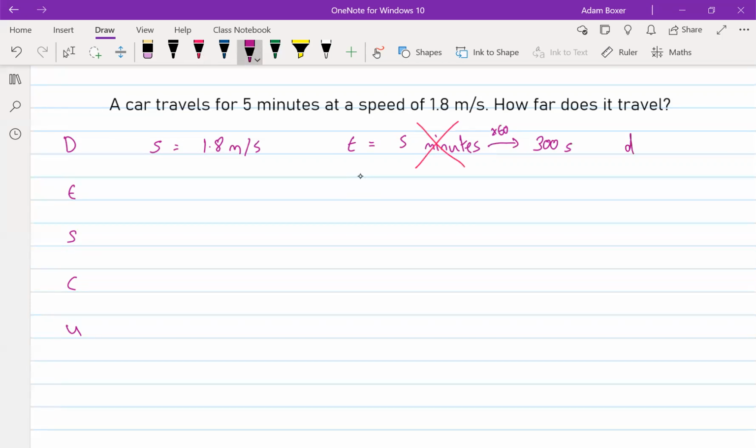My distance, that's a question mark. What's the equation? S times T equals D. 1.8 times 5 equals D. Oh, wait, no, I've made a mistake. Did you spot my mistake? I'm hoping so. My mistake was this. I don't want to put 5 in there. I want to put 300 in there. So I'll get rid of that and change it.